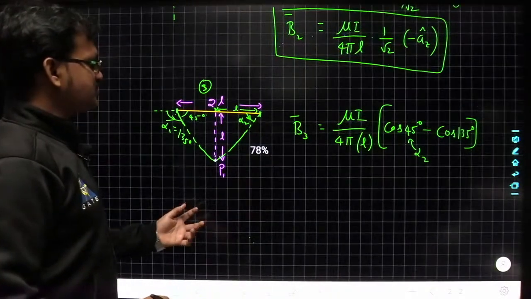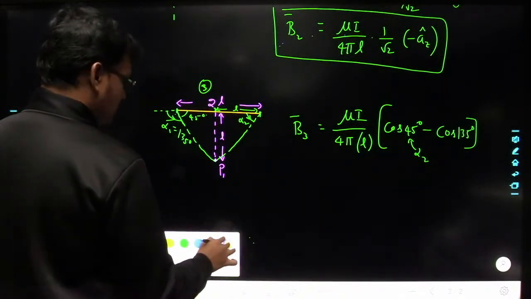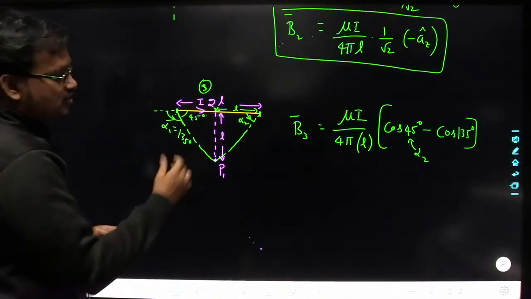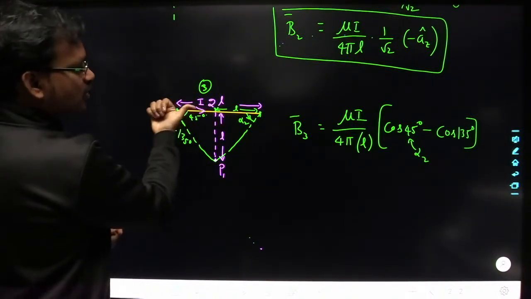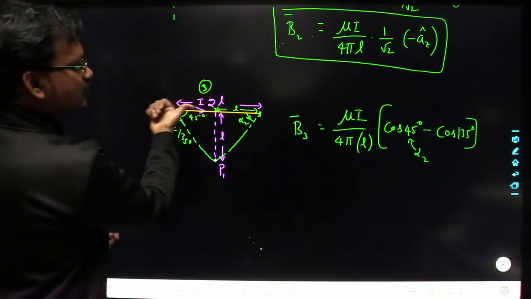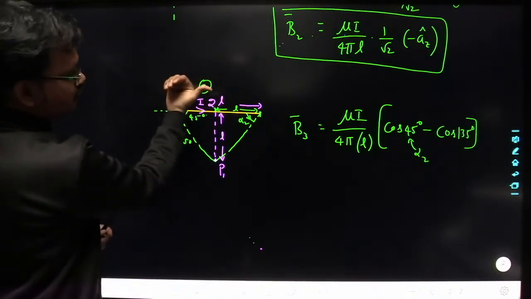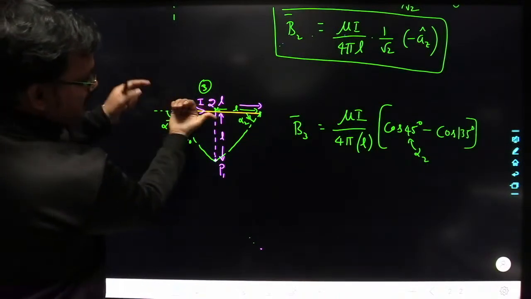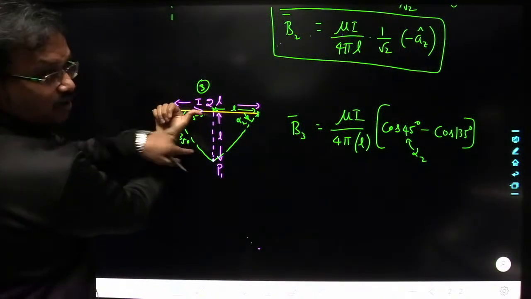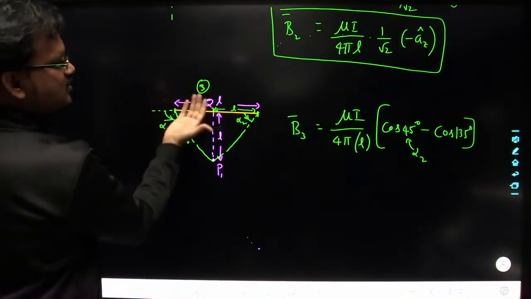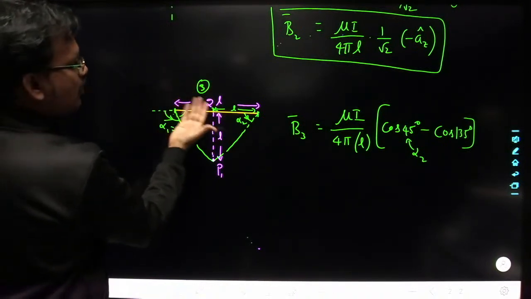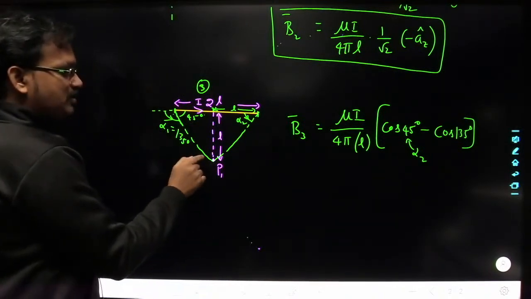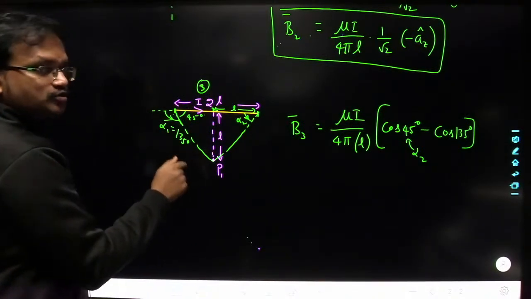Now what is the direction here? The current is flowing in this direction, from left to right. If the point is lying above the wire, the field will point out of the board, and if the point is lying below the wire, the field is going to point into the board. Yes or no? So above the wire it comes out of the board, below the wire it goes into the board. This point P1 is present below the wire, so the B field is going to point into the board.